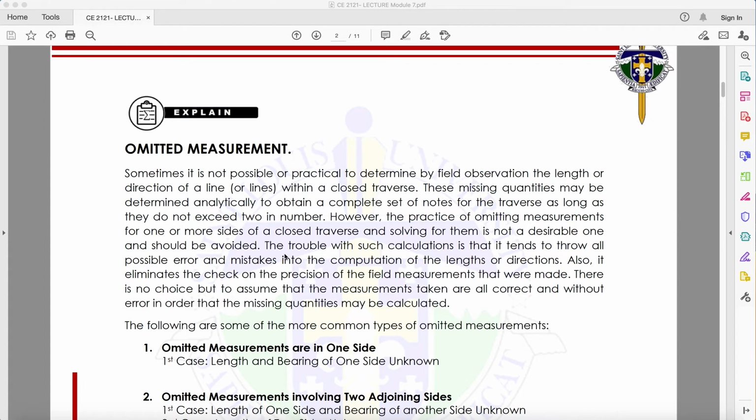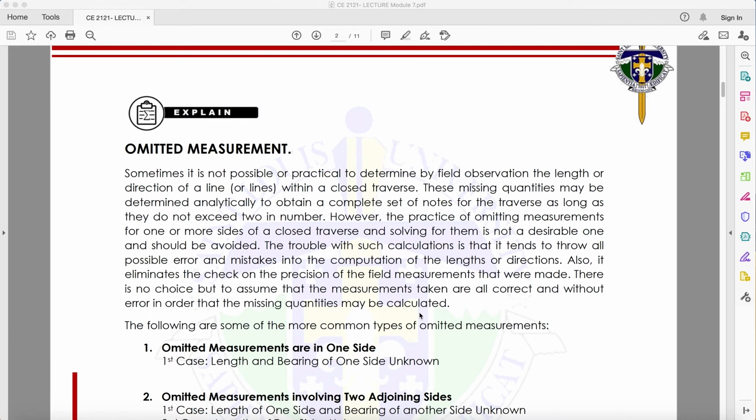The trouble with such calculations is that it tends to throw all the possible error and mistakes into the computation of lengths or directions. It also eliminates the check on the precision of field measurements that were made. There is no choice but to assume that the measurements taken are all correct and without error in order that the missing quantities may be calculated.